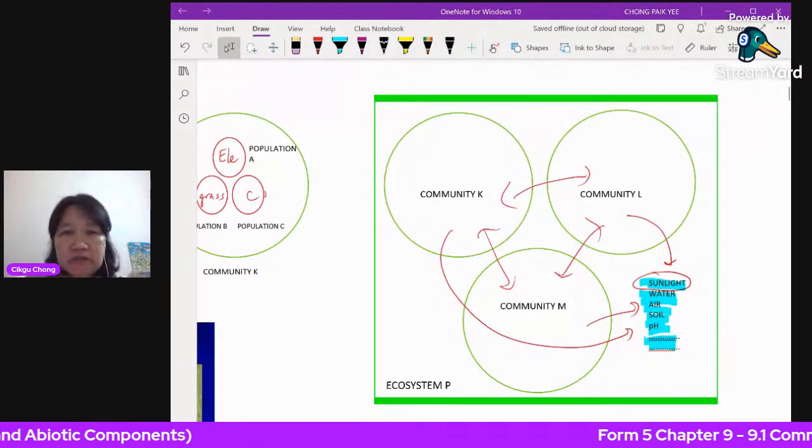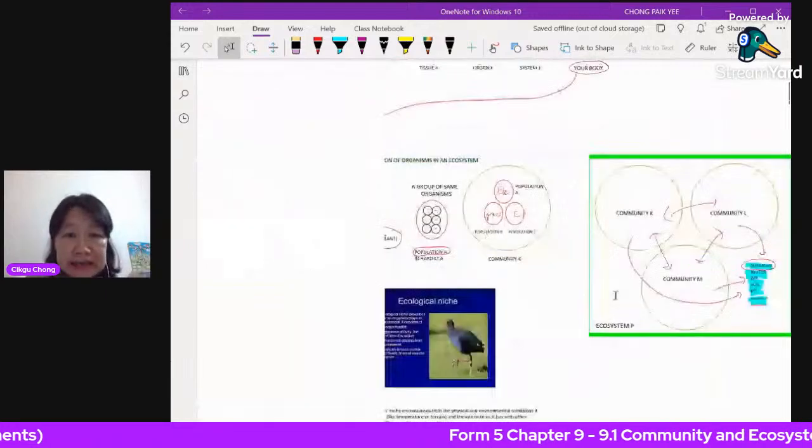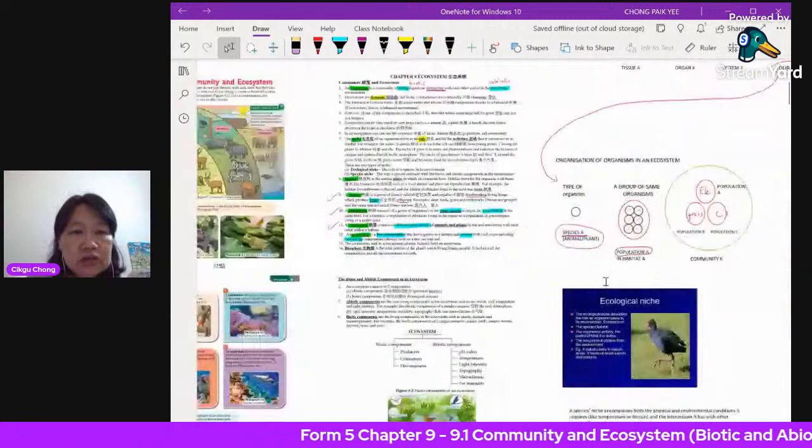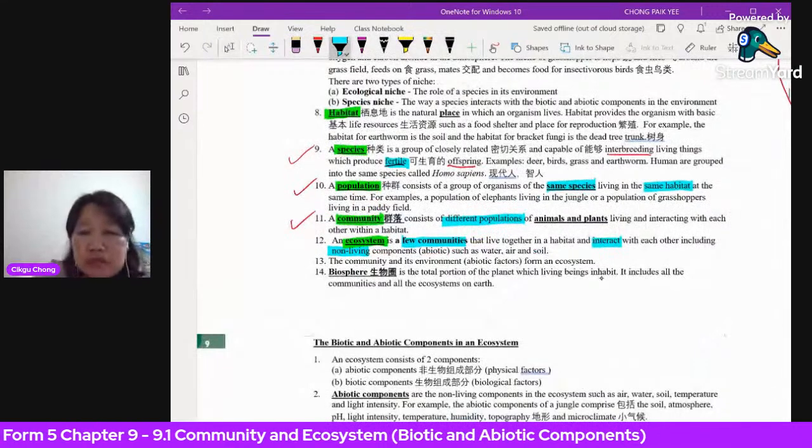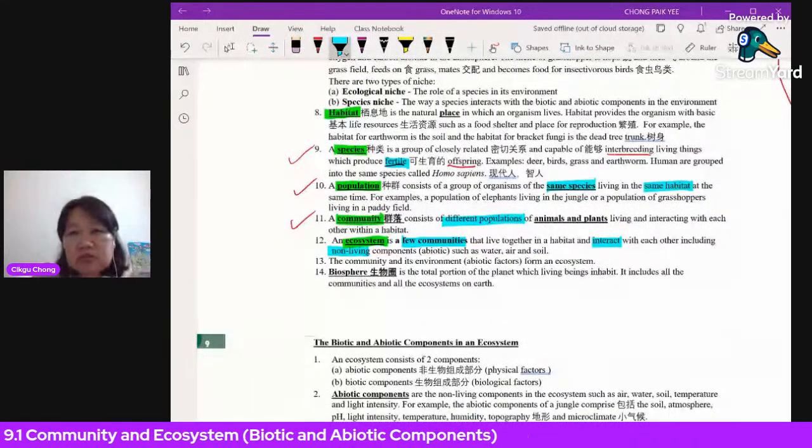Okay, so far, now I want you to understand what it means. So the ecosystem, and then different ecosystems will form the biosphere. Ecosystem, like I mentioned, the ocean is one ecosystem.